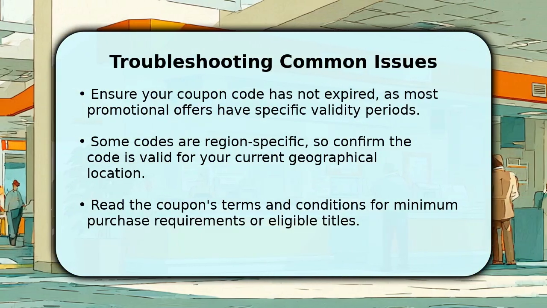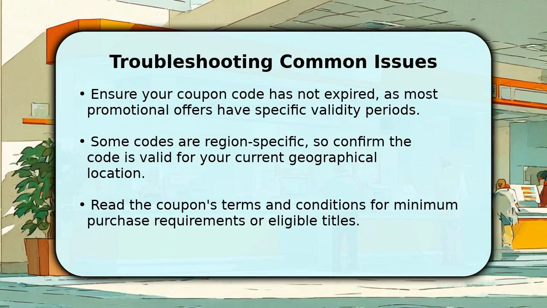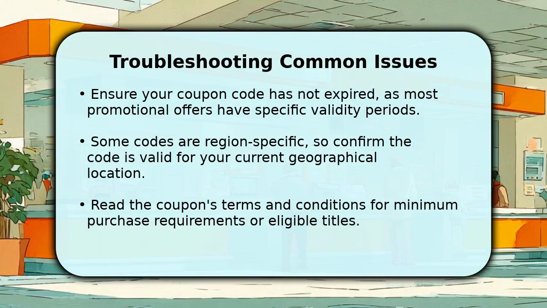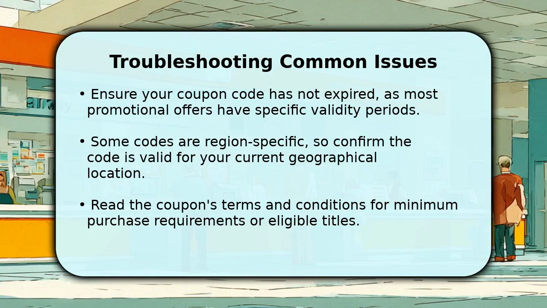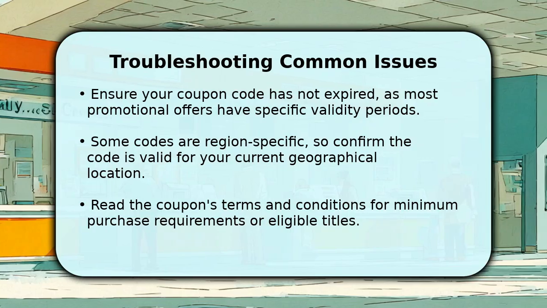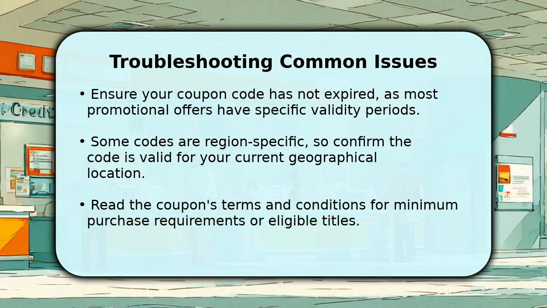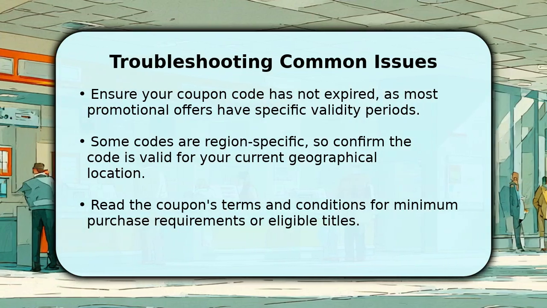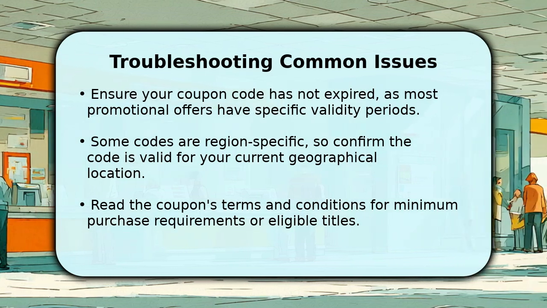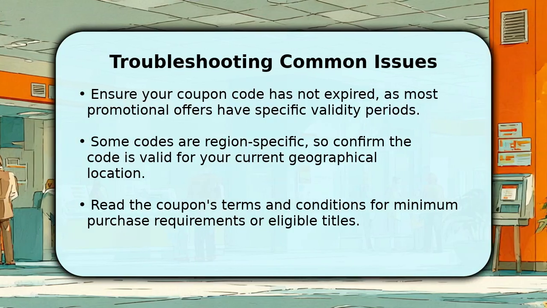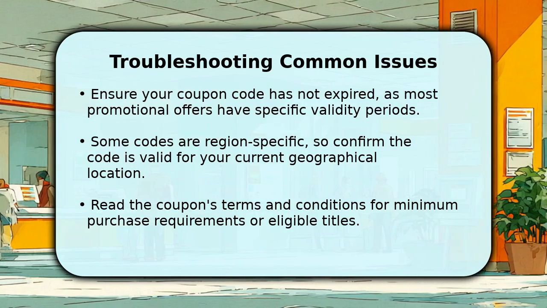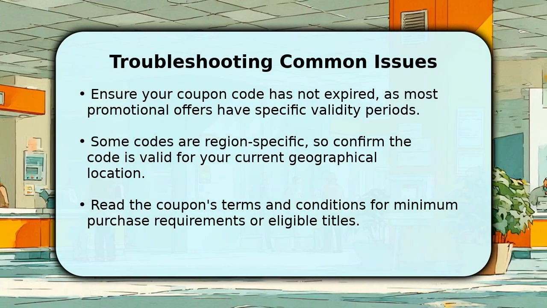Sometimes, a coupon code might not work as expected. First, always check the expiration date. Many codes are only valid for a limited time, like 30 days. Also, some promotions are specific to certain regions, so confirm your location matches the offer. Occasionally, a code might require a minimum purchase or apply only to select audiobooks, so double-check the fine print for any specific conditions mentioned when you receive the coupon.